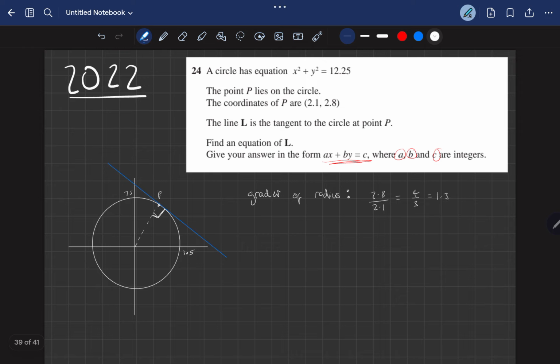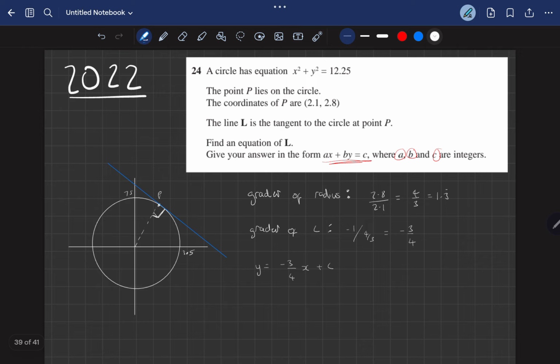or 1.3 recurring. Now, because I'm trying to find the perpendicular gradient, because the tangent and the radius meet at 90 degrees, I just do -1 divided by this value. And I get -3 over 4. So gradient of L is -1 over 4 over 3, which is -3 over 4. So far we've got y is equal to -3 over 4 x plus c.